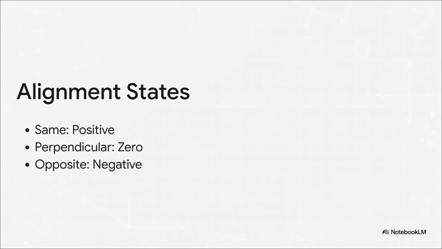Second, if they are perpendicular, meaning they form a 90-degree angle, like an L shape, they are completely unrelated. In that case, the dot product is exactly 0. They share absolutely nothing in common. And third, if they point in opposite directions, they disagree, resulting in a negative value. So just by looking at the sign and the size of that one single number, the AI can instantly understand the relationship between two wildly complex pieces of data.